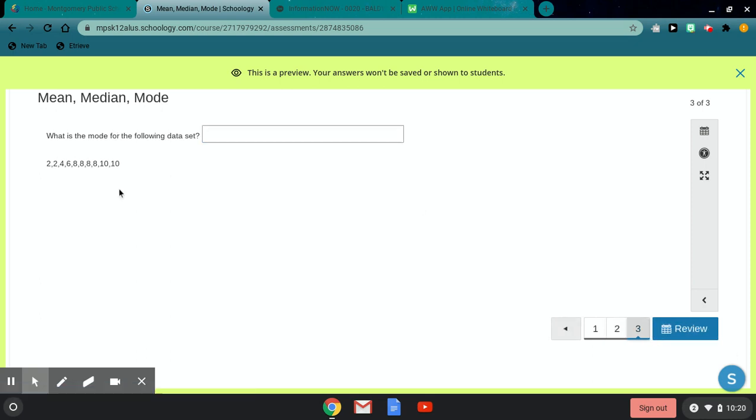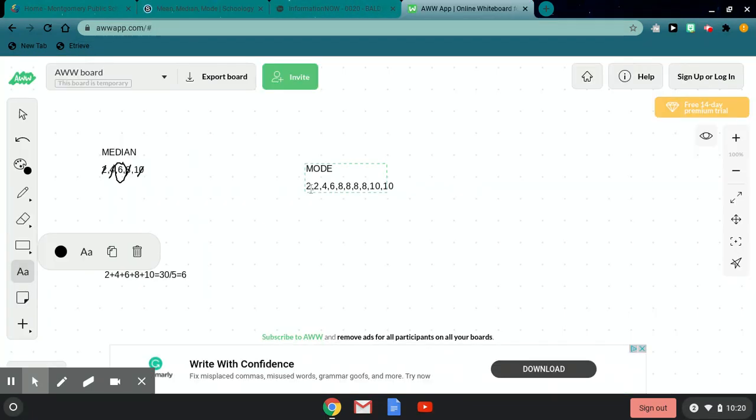And the last question is, what is the mode of the following data set? And I have our data set here. The mode will be the number that is repeated the most times. So 2 is repeated twice, 4 is only there one time, 6 is only there one time, 8 is there 4 times, and 10 is there twice. So the number that appears the most number of times is 8. So the mode would be 8.